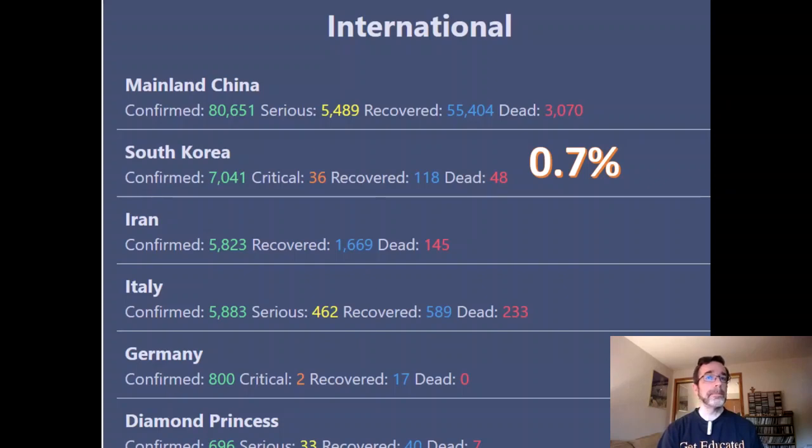Now, I'm willing to admit that this data may be incomplete and this fatality rate may go up. Let's say it goes up by 50%. That brings it all the way up to a 1% fatality rate, which again is 10 times worse in fatality than the flu.